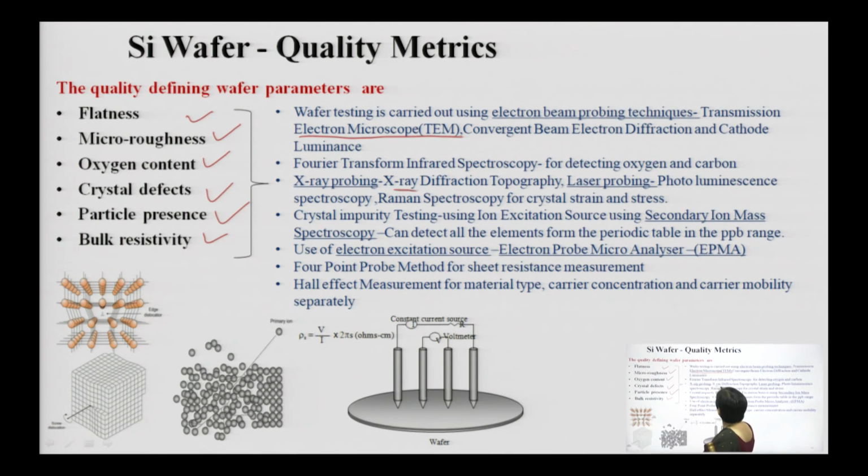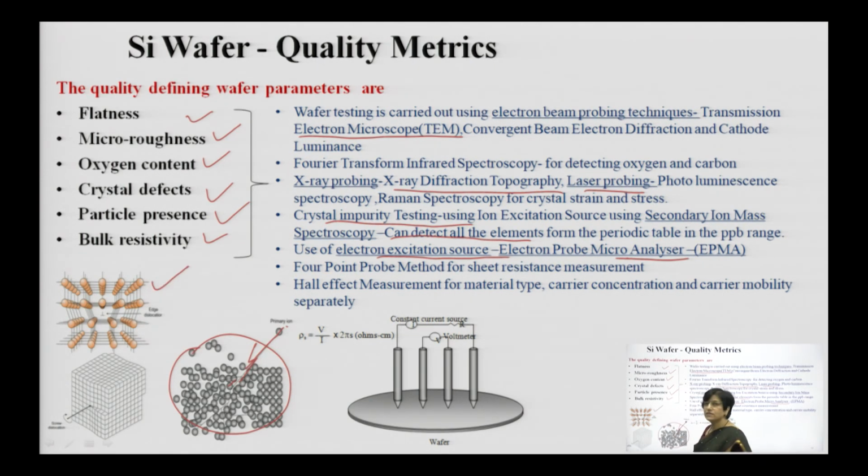Second is X-ray diffraction topography. You can use laser probing techniques, crystal impurity testing, spectrography or spectroscopy, and then an ion excitation source where you use an electron probe microanalyzer. This microanalyzer can give you an idea about the secondary ions, and you will get exactly what the structure is inside.